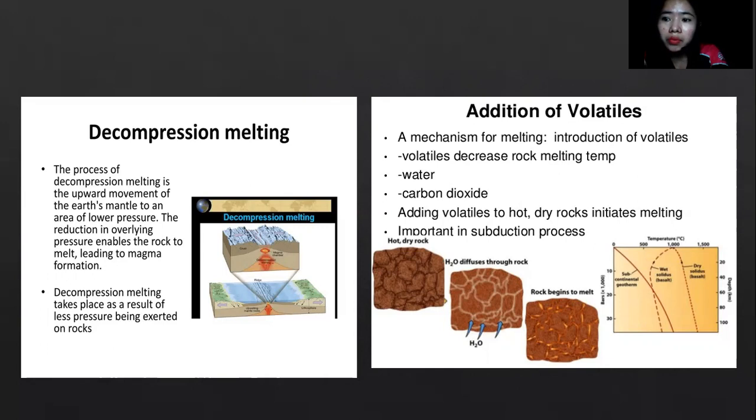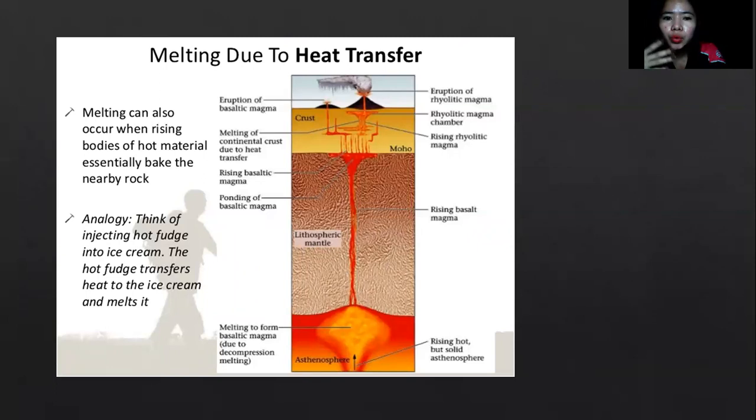Ang result, the rock begins to melt because yung diffusion of water, nag-a-add ito na yung uminit pa na uminit lalo yung mga rocks. So melting due to heat transfer. So in analogy, it is like injecting hot fudge or hot chocolate inside the ice cream. So because of that hot fudge, it results to melting of ice cream. Parang ganun yung nangyayari sa heat transfer. So as you can see in the picture, yung basaltic magma, ito yung hot fudge, because of that, it transfers. So doon nag-create yung magma.